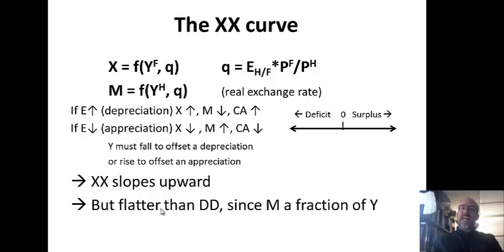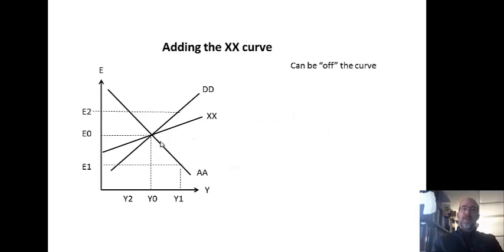But it is flatter than DD because imports are a fraction of output. In other words, an exchange rate change is going to move exports and imports a lot, but you need to move income even more. You need a big change in income to make the little fraction M move more. So if it's a third of income, you'd have to move income 3 times bigger to move imports once. So that's why it's flatter. You need a big change in income to offset the small change in the exchange rate.